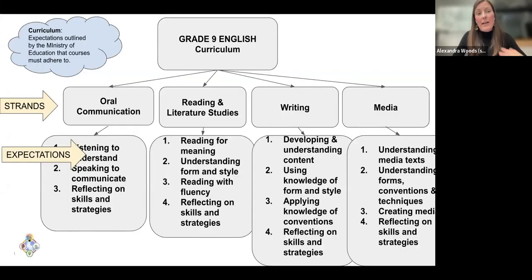Each course also has a curriculum, which consists of expectations outlined by the Ministry of Education that course teachers adhere to. Each course curriculum has strands, which you'll notice are indicated here for English, and then expectations that fall beneath the strands. The strands are the overarching umbrellas of the specific expectations that students are expected to meet by the end of the course. For example, students in English are expected to learn about oral communication. That's the first strand. Beneath it are expectations: listening to understand, speaking to communicate, and reflecting on their skills and strategies.